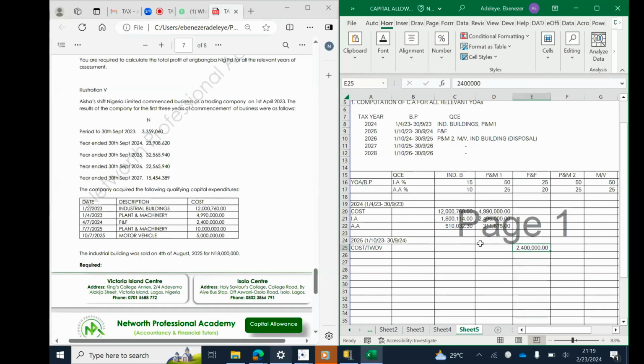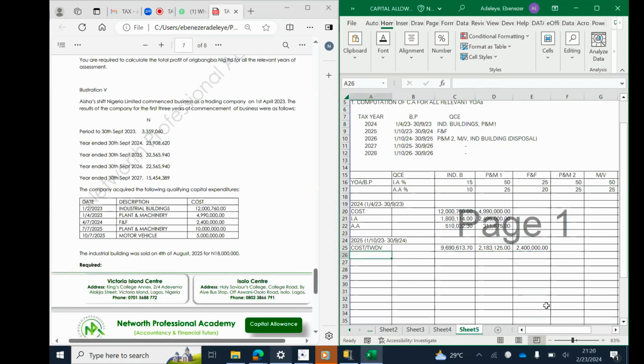Let me expand this so that I can bring out the values very well. 2.4 million. So we have to compute what the tax written down value of this one is. What is our tax written down value going to be? This minus this minus this. The same thing with this as well. Am I communicating, please? All right. I believe I am.